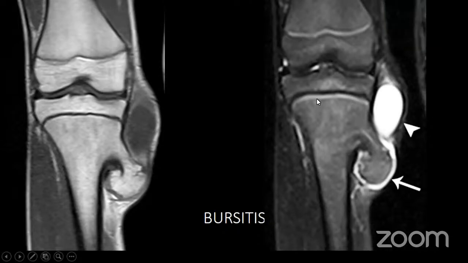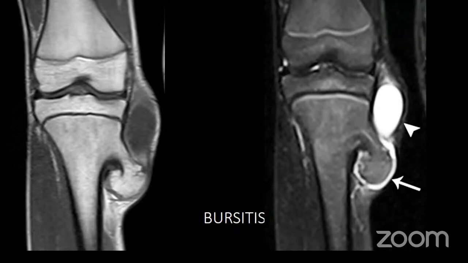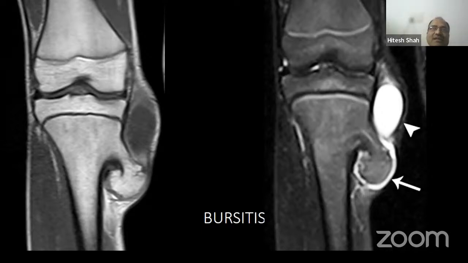Sir, does intralesional calcification increase the suspicion of malignant transformation? Yes, it can increase the suspicion of malignant transformation. I will show you one case. Yes, whenever there is calcification, you can suspect malignant transformation.